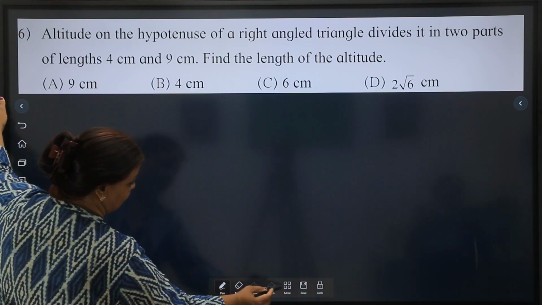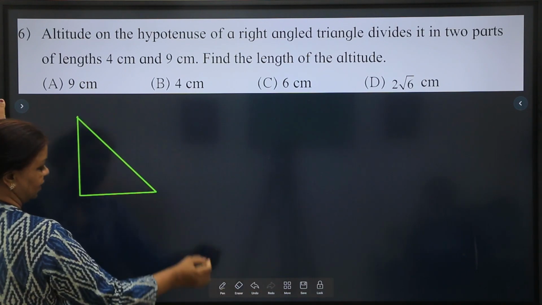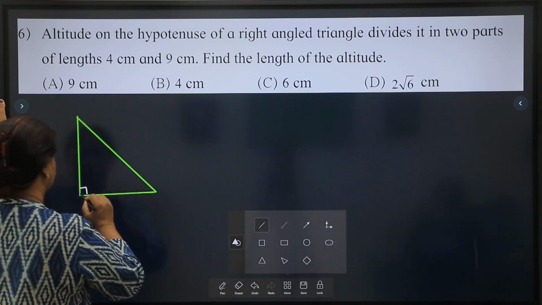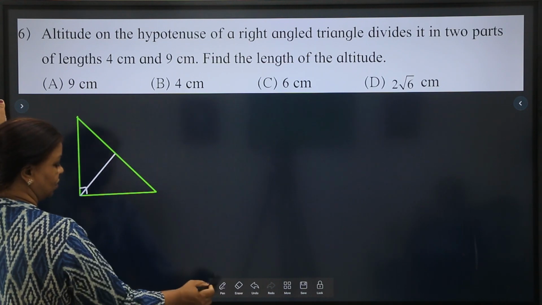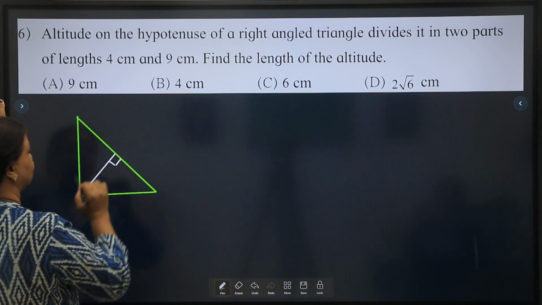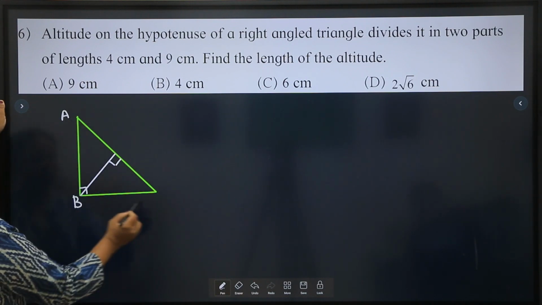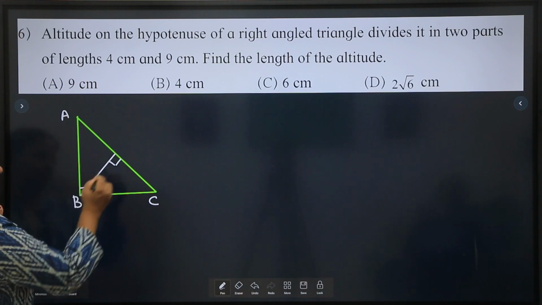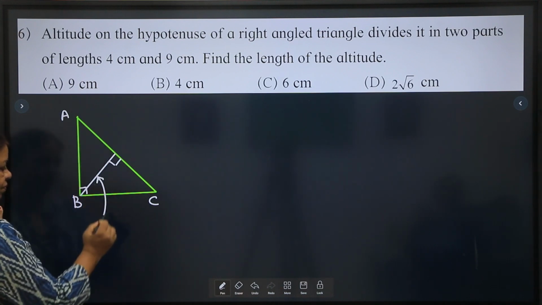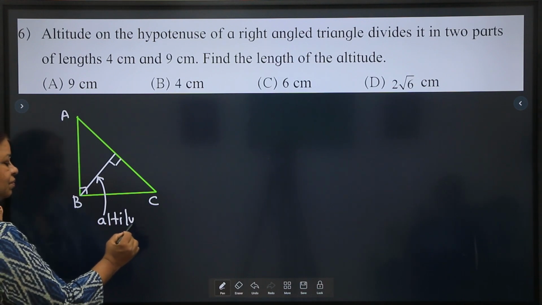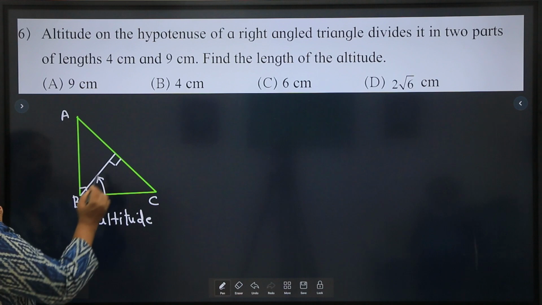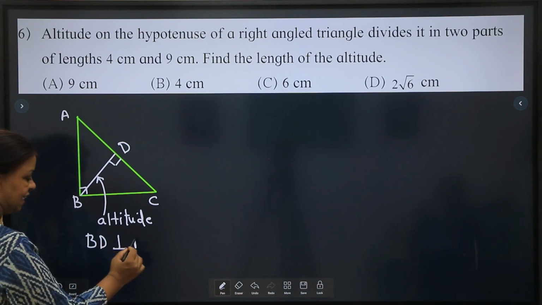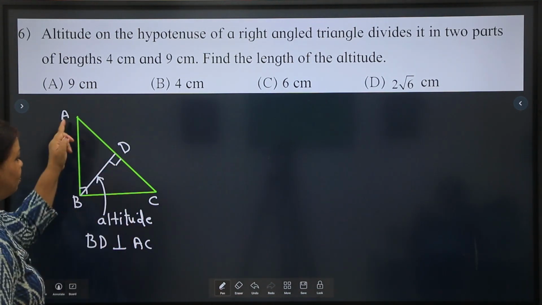The question says, if I draw a triangle, and this is a right angle triangle, and I take an altitude on the hypotenuse, label it as A, B, C, altitude on the hypotenuse of a right angle triangle. This is the altitude. What do we mean by altitude? Altitude means perpendicular side. Let us label it as BD. Altitude means BD is perpendicular to AC, and AC is the hypotenuse. So BD is perpendicular to AC.